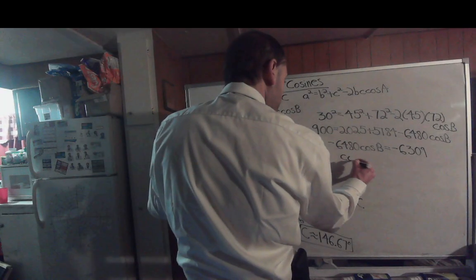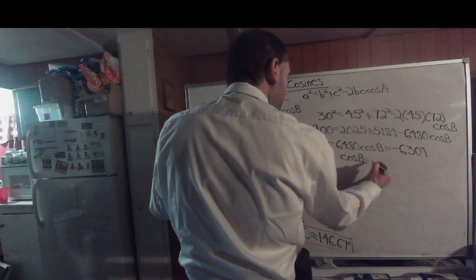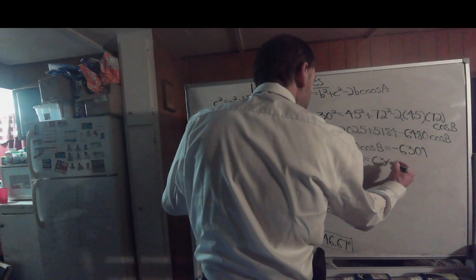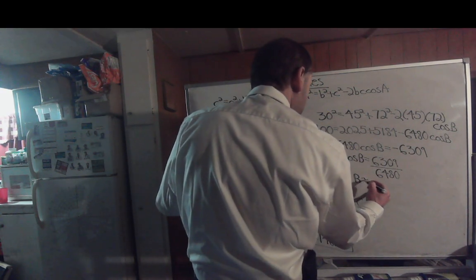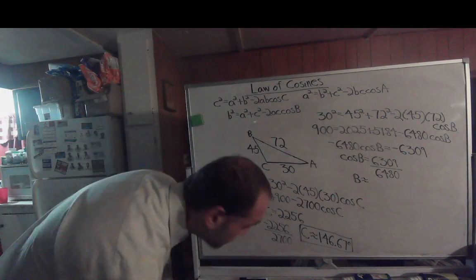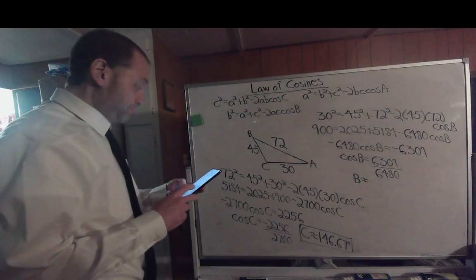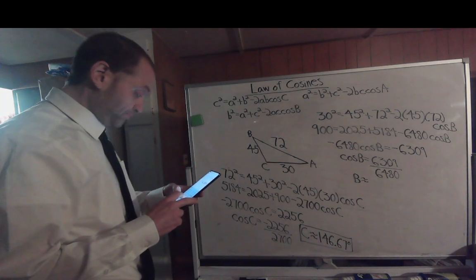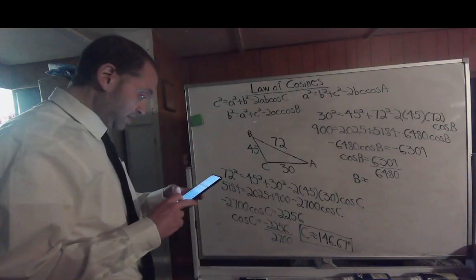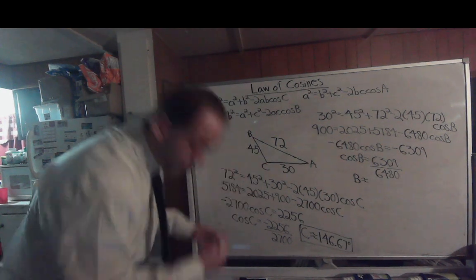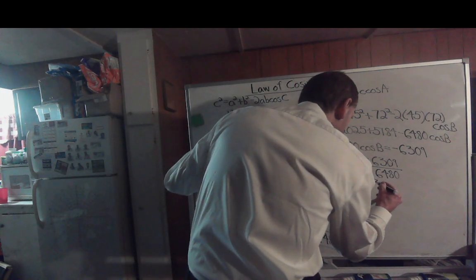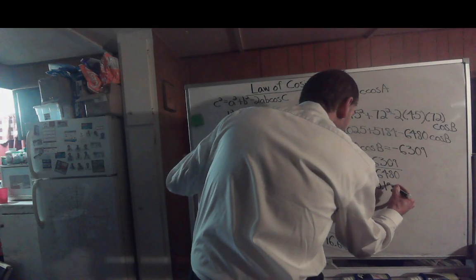So then the cosine of B itself would equal positive 6,309 all over 6,480. So now we should be able to find a 2 decimal place approximation for angle B by taking the inverse cosine of the right side. You get an angle measure of approximately 13.19 degrees for angle B.